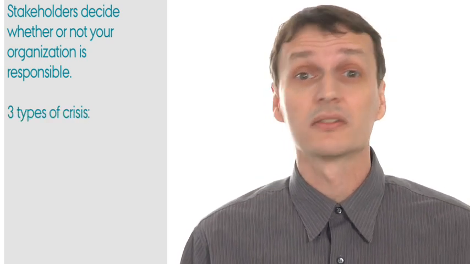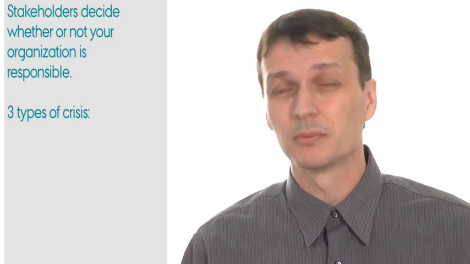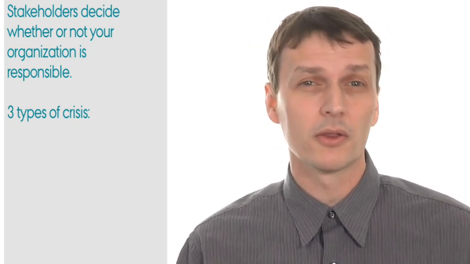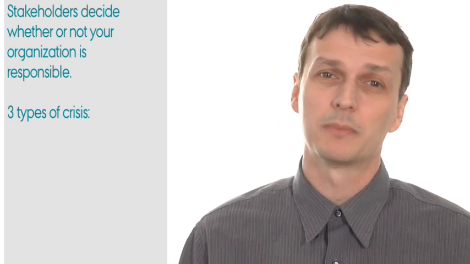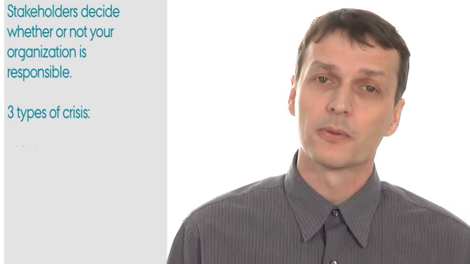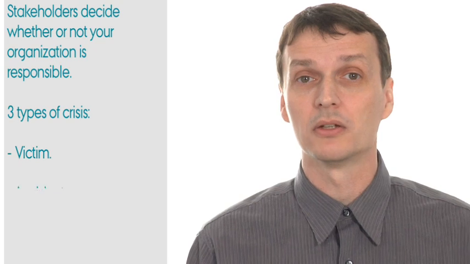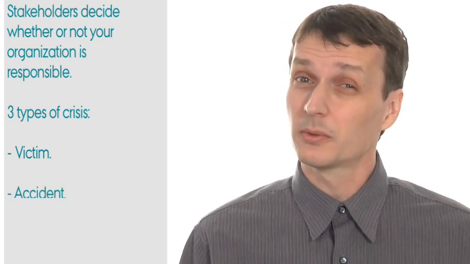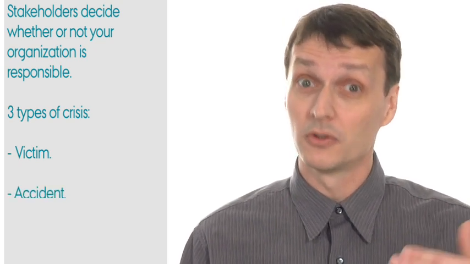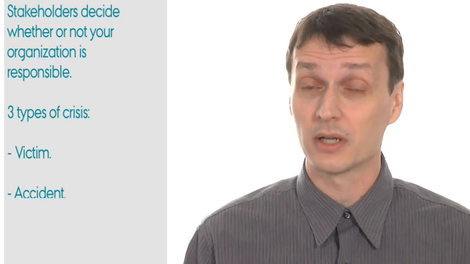The second one is accidental. There's minimal responsibility here for the crisis, as there are other factors that contributed to it, and it might be something such as the weather. And the third one, and the most difficult to actually manage, is the preventable crisis. That's where your stakeholders strongly believe that your organization is responsible for that crisis.